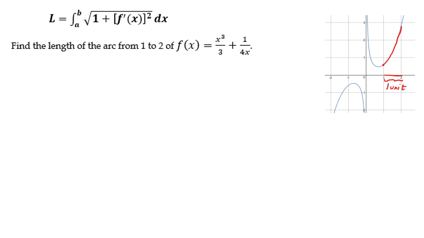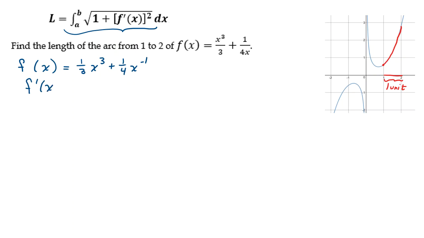So here we go. Let's jump into this formula. We're going to piece this formula together. So our bounds, our a and b bounds, are going to be 1 and 2. We need to find this derivative and we need to square it. So what I like to do is find the derivative and square the derivative before I even set up my integral or worry about that. So actually, let me rewrite just f of x first as a power rule kind of a thing, plus 1/4 x to the negative 1.